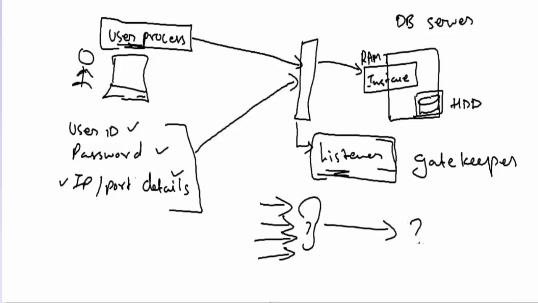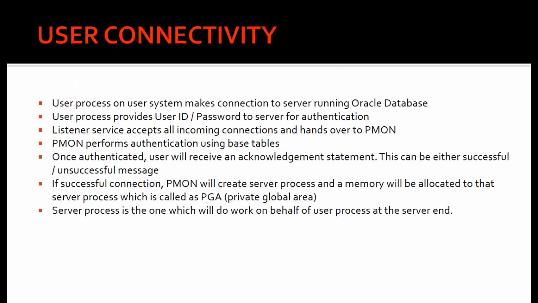On the database side, there is a process which handles all the new connections, and that process is called PMON. So once again, the user process on the user system makes a connection to the server running the Oracle database. The user process provides the user ID and password to the server for authentication. The listener service accepts all incoming connections and hands them over to PMON.